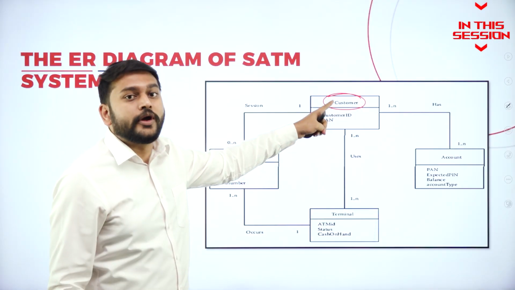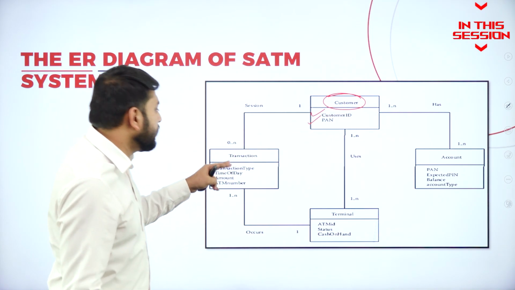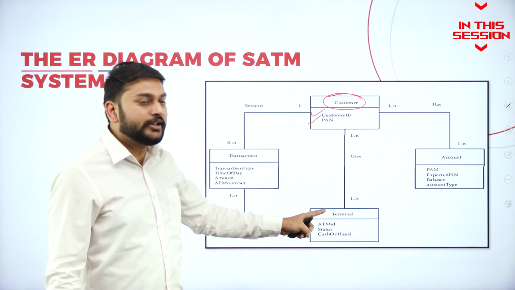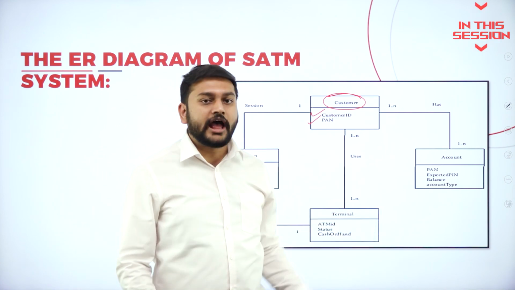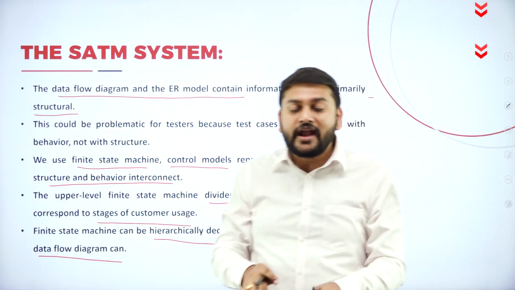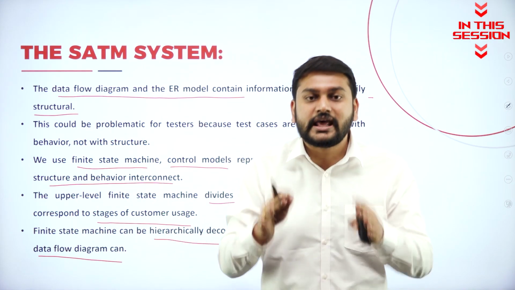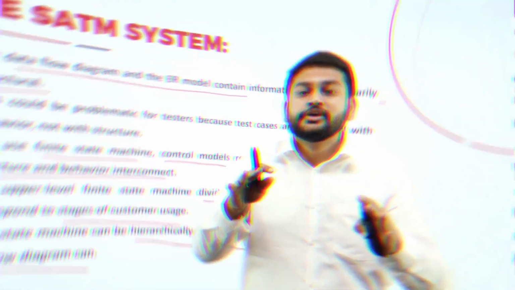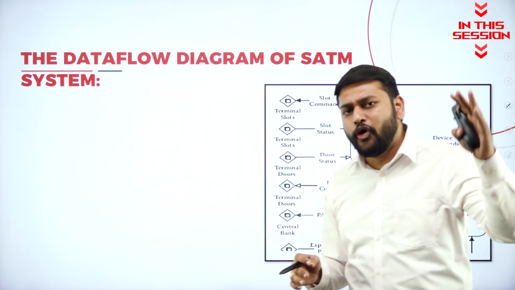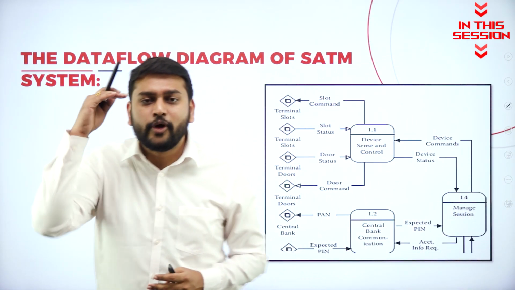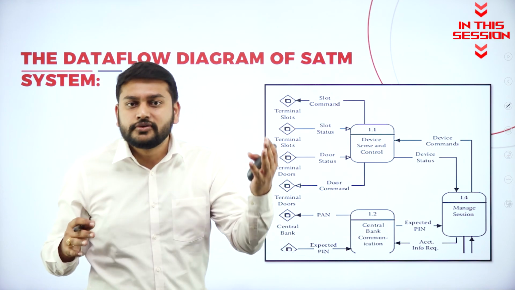First of all, the first one that I have is customer. The second one that I have is transaction. The third one that I have is terminal. And the fourth one that I have is account. How we have divided the data flow diagram, the finite state machine diagram also we can divide. Basically, it is to understand the flow of data from one process to another process or one part to another part.